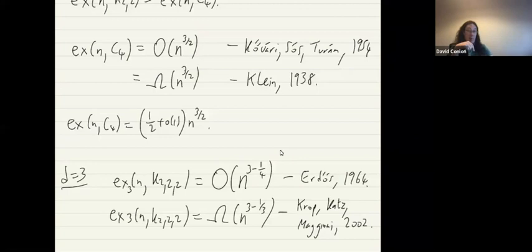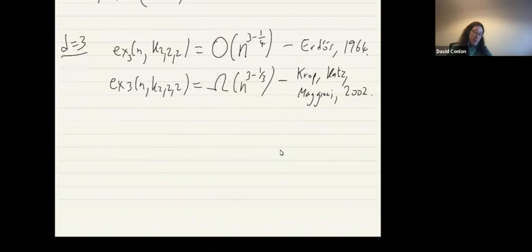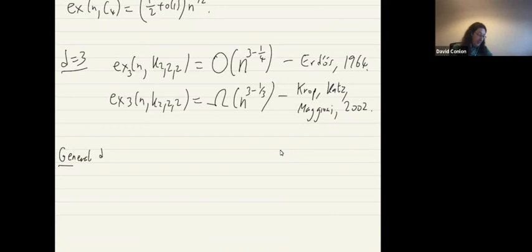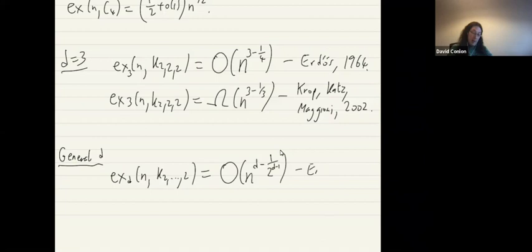Okay. Let me now move to what happens for general d. For general d, we have that the extremal number of K_2^(d) is big O of n to the d minus 1 over 2 to the power of d minus 1. And again, this is from the same paper by Erdős. And it's a nice thing. Basically, all of the upper bounds are always some double counting, some fairly simple double counting operation. In higher dimensions, you have to apply that double counting argument multiple times, but it's essentially the same thing.